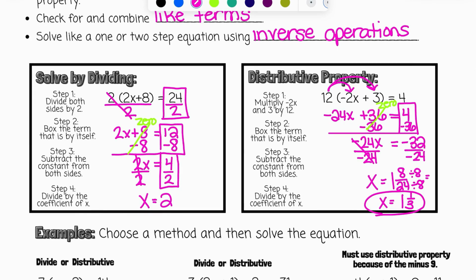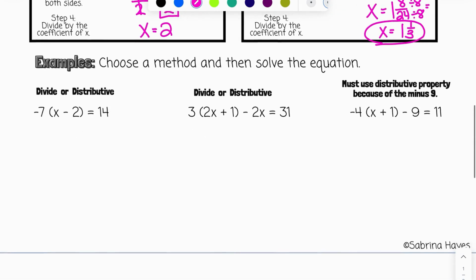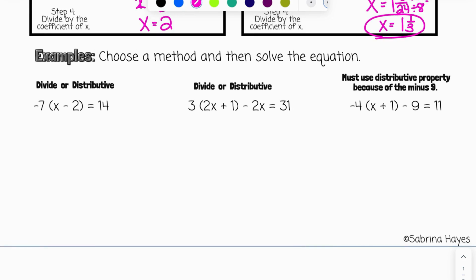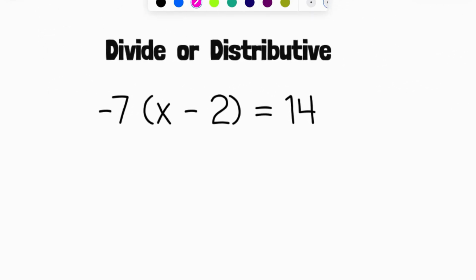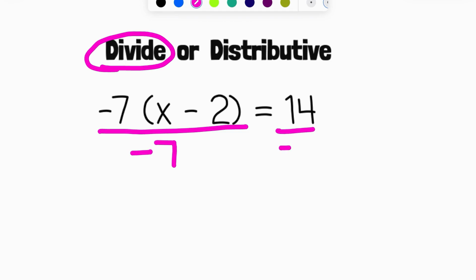All right, let's take a few more examples. We're going to get to choose a method and then we'll solve it. All right, let's look at the first one. If you think you might want to divide, check to see if it would come out to be a whole number. So if we solve this by dividing, we would divide both sides by negative 7.